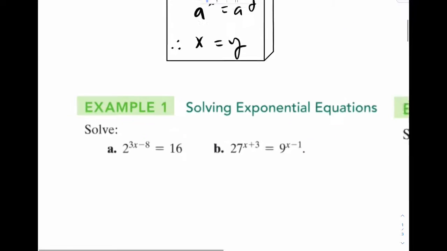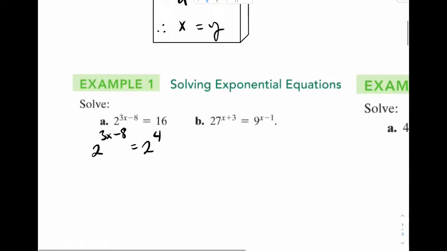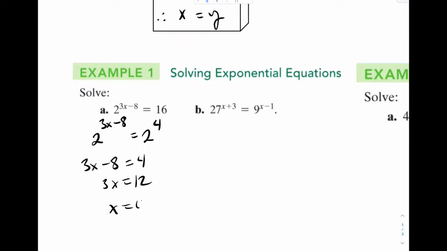So if we look at this question, if I want to use this property, I'm going to leave 2 alone and rewrite 16 as 2 to the 4th power. Now I can use that property we just talked about. That would mean 3x minus 8 should equal 4. 3x is equal to 12. X must be 4.